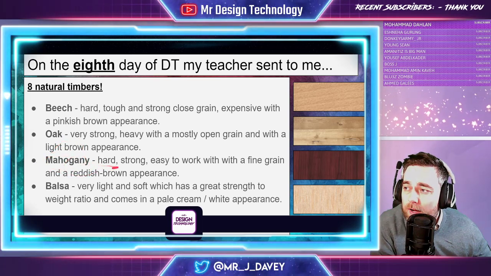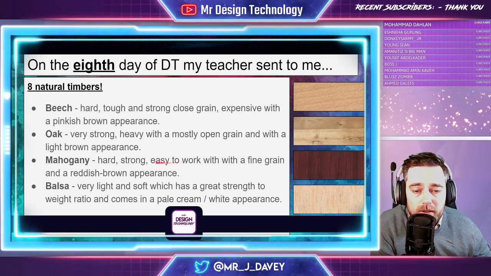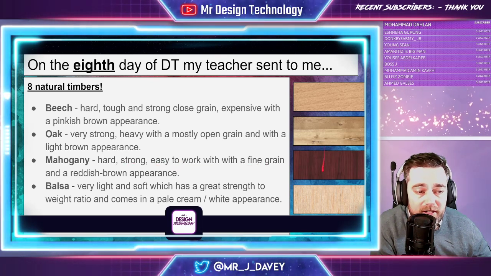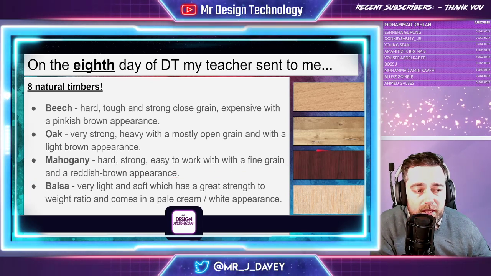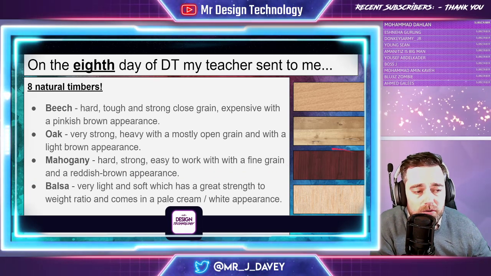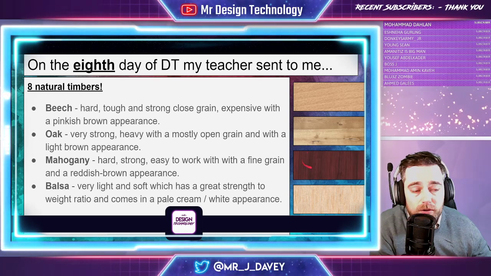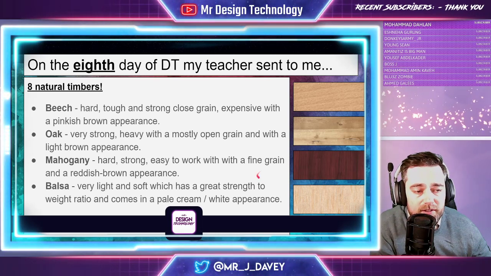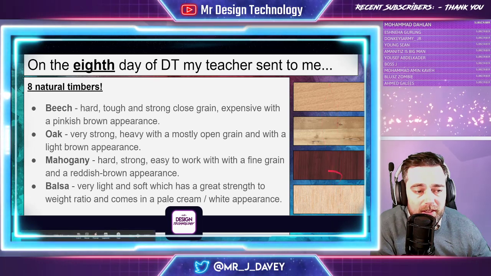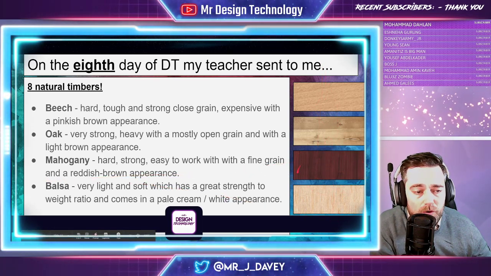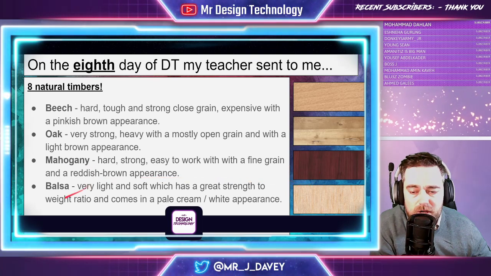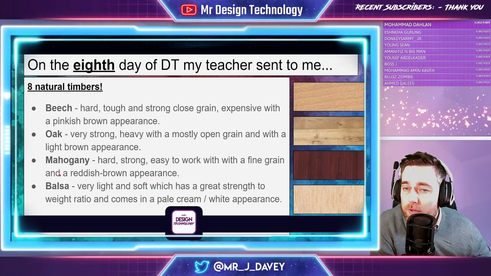Mahogany, a very hard wood, strong, easy to work with, a fine grain. You can see these lines are really close together, and it has a reddish brown appearance. It's probably the most distinguished, naturally coloured wood or timber we have on the list, and you can see it quite clearly as a mix between this one and the other three that I have here. One other that's similar but it's not mentioned here is cherry, but we'll talk about that maybe another time.